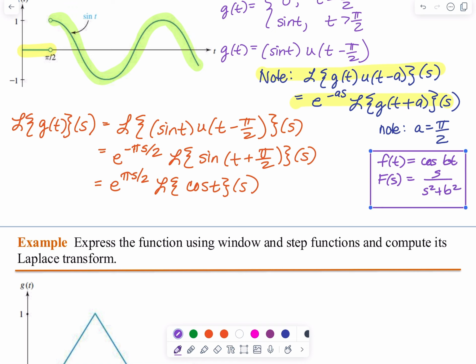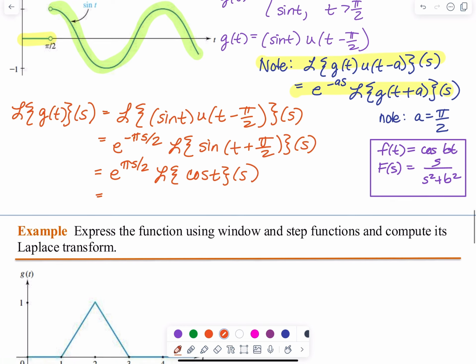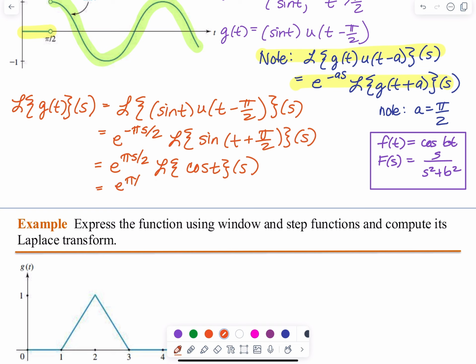Let's go ahead and use that. Of course, our b is 1, so we have e to the negative pi s all over 2 multiplied by s over s squared plus 1. And we can just put those together in the numerator. Let's just do that right here. So we'll just put that s right here and divide that by s squared plus 1.